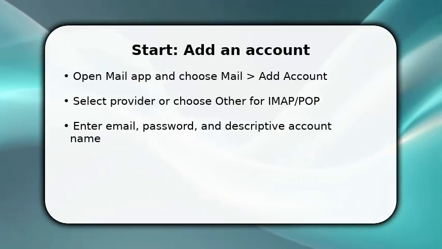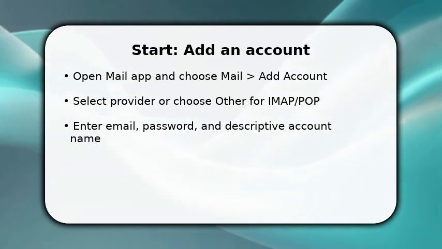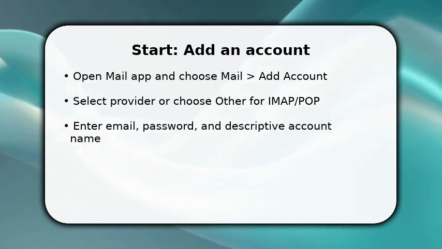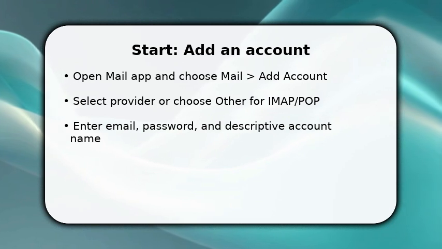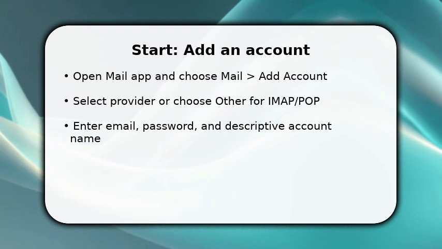You'll begin by adding your account so Mail can fetch messages. Open the Mail app, choose Add Account, and pick your provider. If it's not listed, choose Other and select IMAP or POP. Enter your full email address and password, then give this account a short name so you recognize it later.